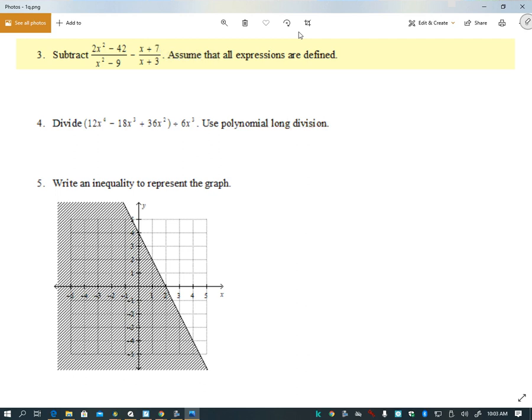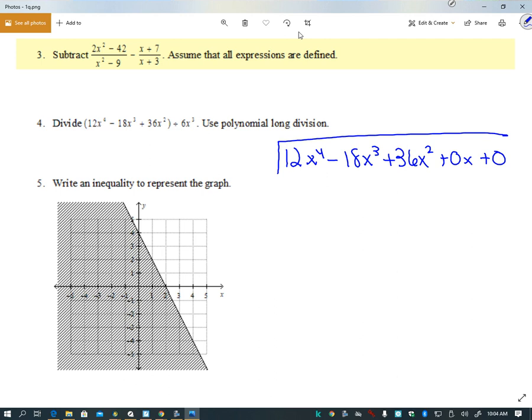All right, number 4. It says use polynomial long division. It can be a real struggle. Okay? Let's start off over here. We got 12x to the 4th minus 18x cubed plus 36x squared. And what? Do we need to keep going? You don't think so? Plus 0x plus 0, just to be safe, right? It's always better to have it.